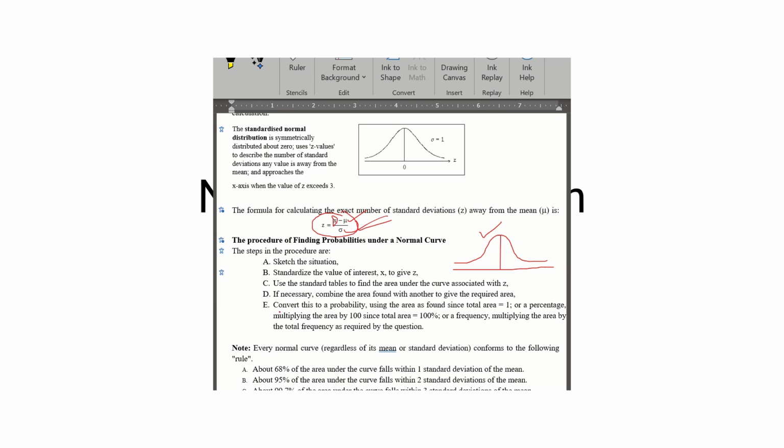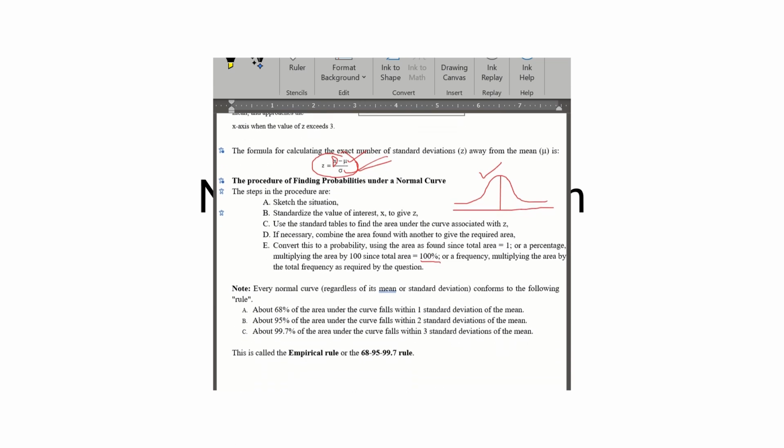So now the next thing is to convert this probability using the area as found, since total area is equal to 1, or to a percentage by multiplying it by 100. So depending on what the question requires, you know whether you leave it in the unit or you can convert it to percentage to get the probability of that situation.